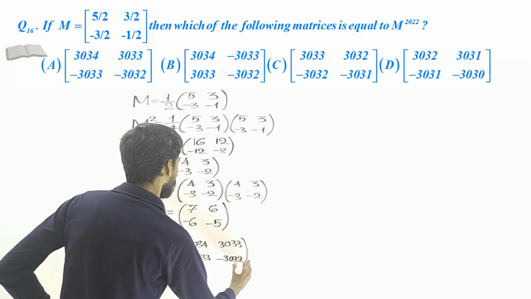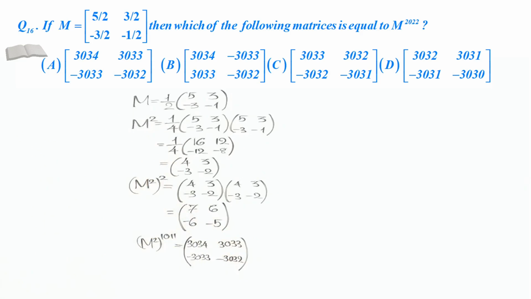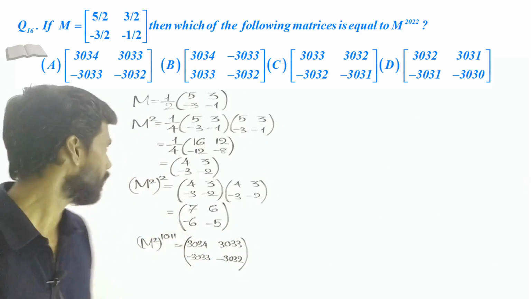Now if this option is there, then that is our answer, right? Yes, let's see. 3034, 3033, minus 3033. So that is the first option, right? So that is our required answer. This is one of the methods. So this is very simple.